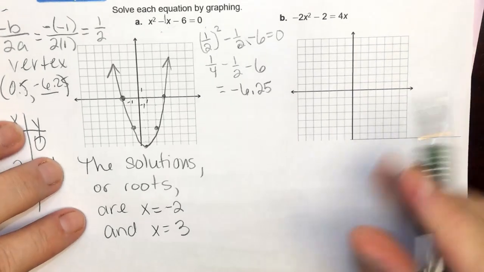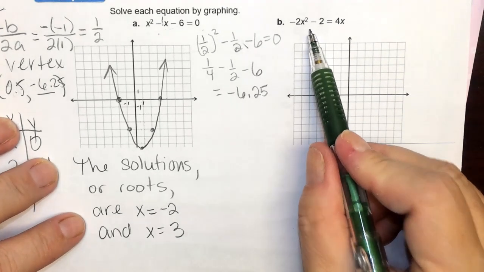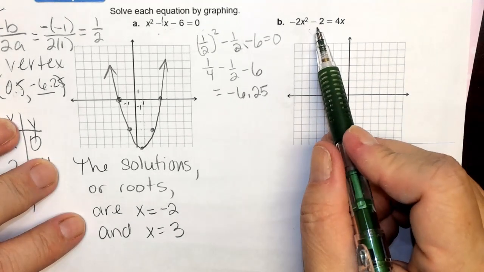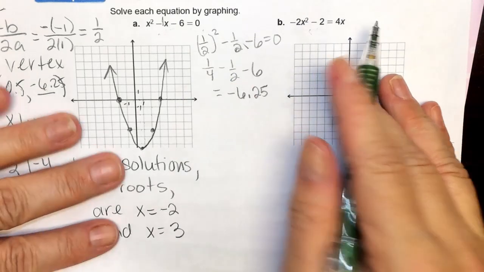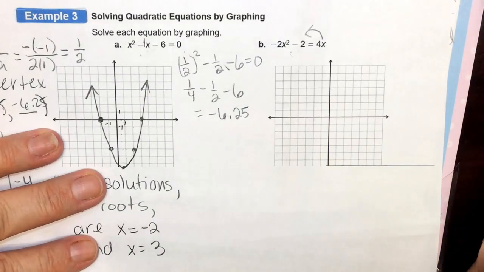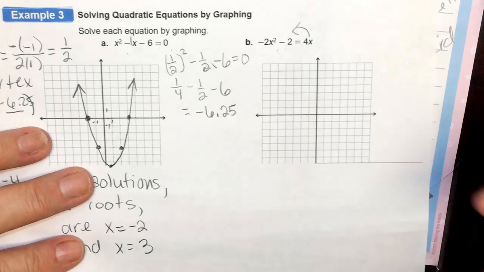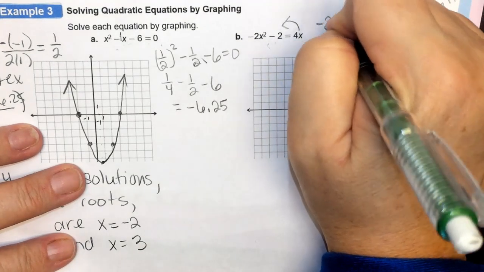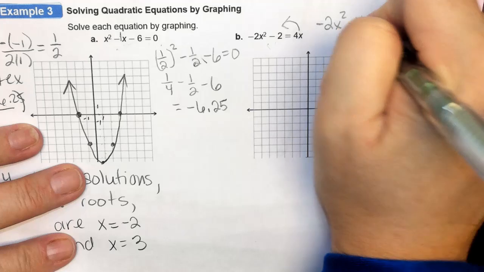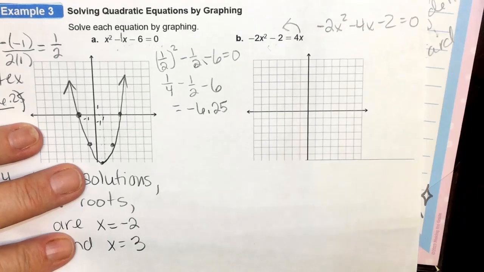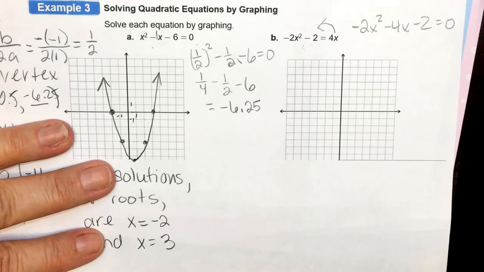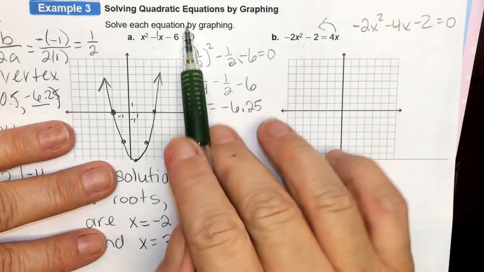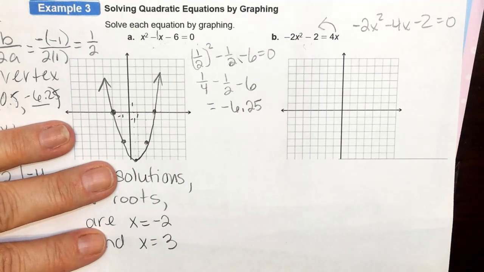So, let's try this one. So we want the vertex, right? So remember, we need the vertex, we need a -b over 2a, but it has to be equal to 0 in order to do that. So we need to move this 4x to that side. How do we do it? We make it the opposite. So we have -2x squared minus 4x minus 2 equals 0. Could you factor this to figure it out to graph it easy? Sure, you sure could, but this one specifically says by graphing, so I want to show you that way.